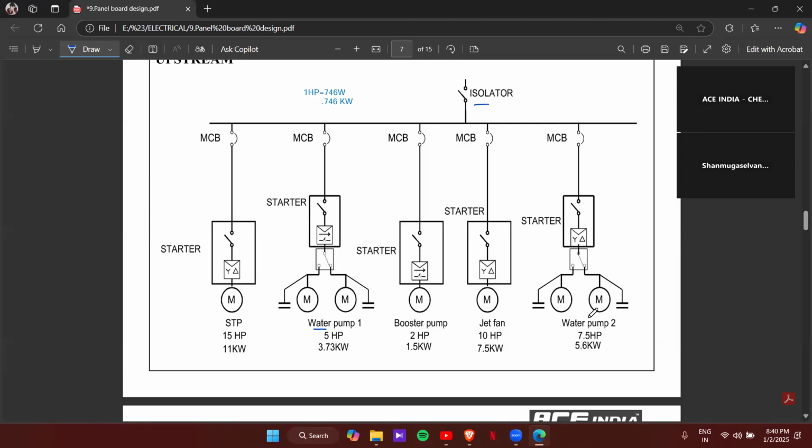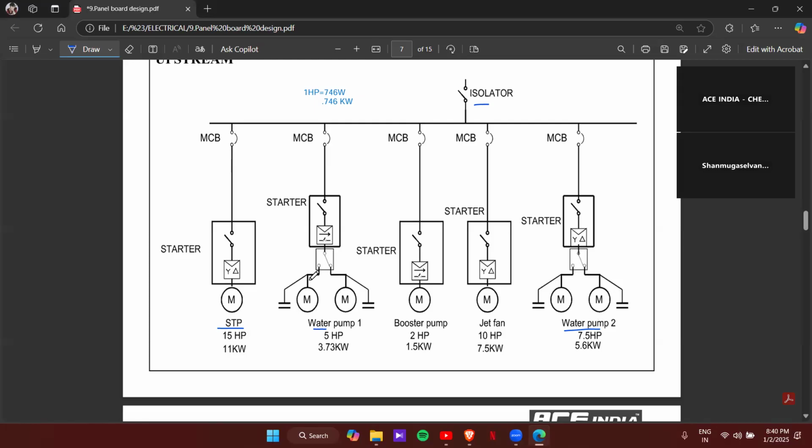Same way for here also, again, water pump 2 is given, again working and standby condition. So when you take the load, it's not the combined HP. This is the HP for the single pump. And in calculation, don't take 5 plus 5, 10. You only have to take 5 HP only.